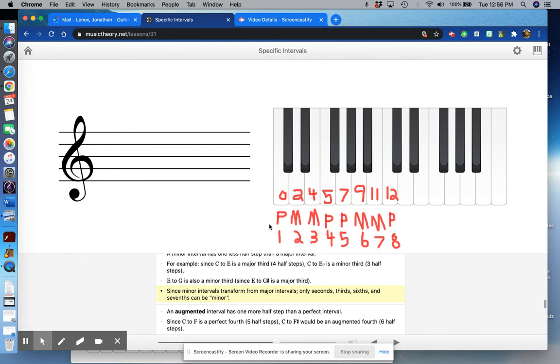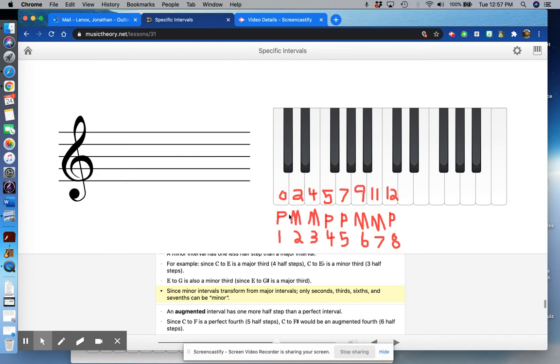Okay, so watch this. All right, so what I've added here underneath is these are all intervals from the C. So perfect unison, major second, major third, perfect fourth, perfect fifth, major sixth, major seventh, perfect eighth. What I need you to do is memorize these numbers across here: 0, 2, 4, 5, 7, 9, 11, 12. Those will identify your perfect and major intervals in half steps.